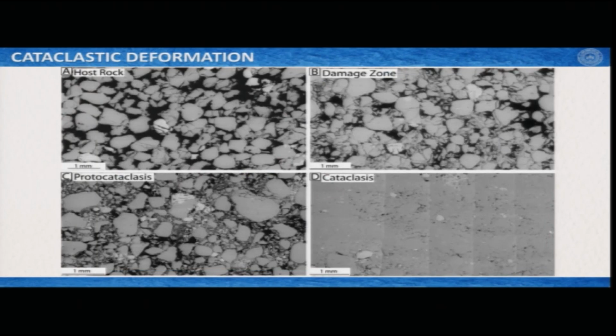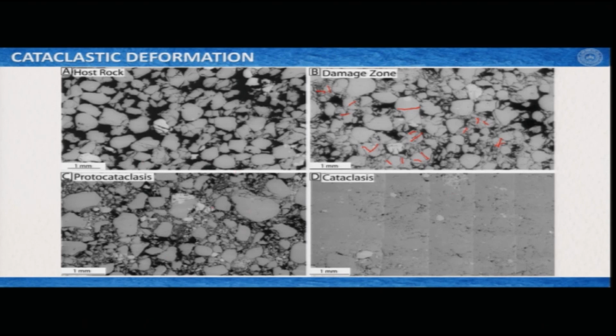Here is one very good microstructural study, scanning electron microscopy images, SEM images. This is the host rock, the undeformed rock. The gray areas are the grains and the black areas are the porosity. As you can see, when the deformation comes, we produce some damage along the grains. These grains are getting fractured here, here, here, heavily, like they are getting crushed, like someone hammered them.